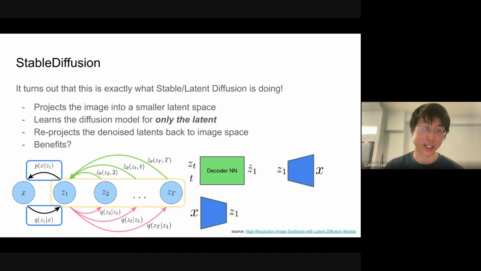Oh yeah, I guess I wrote it down. Yeah, it projects to a small latent space, learns it only for the latent, reprojects it back. And the benefit is, you can perform this expensive diffusion modeling and sampling procedure over a smaller, cheaper latent space. So it's more tractable.